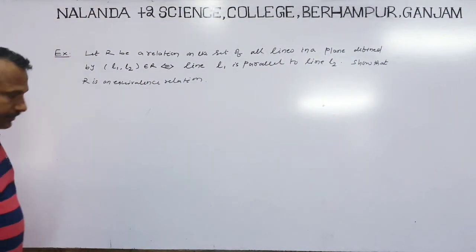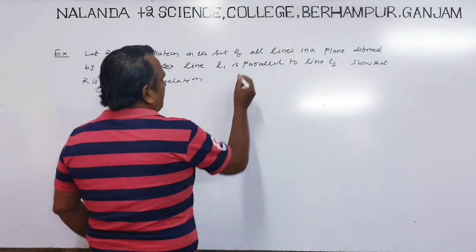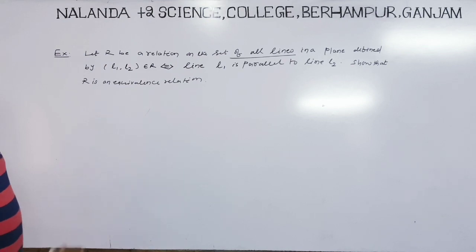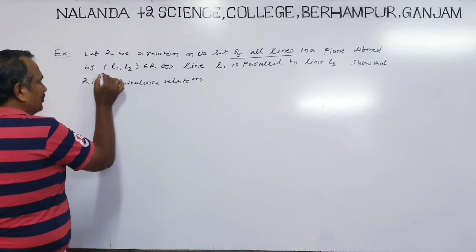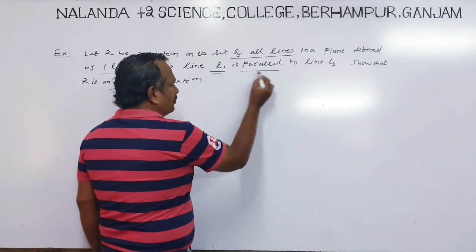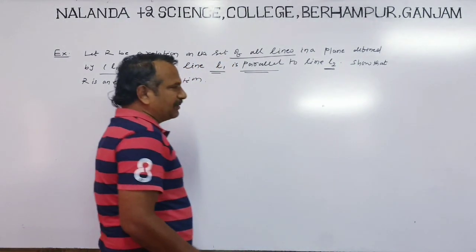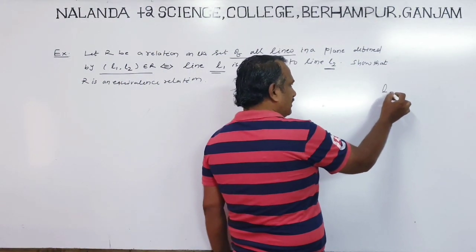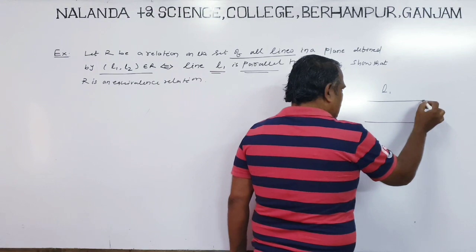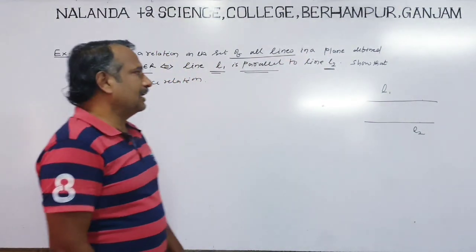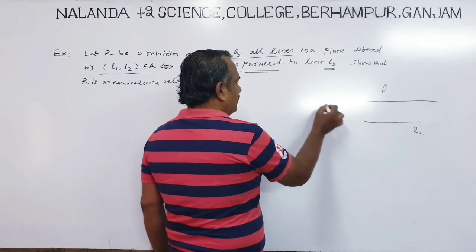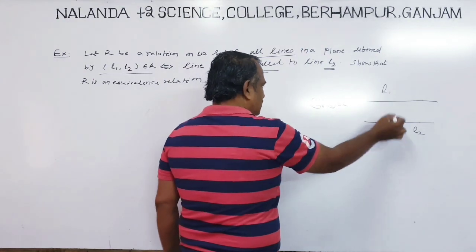Let R be a relation defined on the set of all lines in a plane. It is defined by (L1, L2) belongs to R if the line L1 is parallel to L2. That means one line is given, L1. This is a line. Another line, L2. Now these two are parallel. Here, given the relation (L1, L2) belongs to R such that these two are parallel.